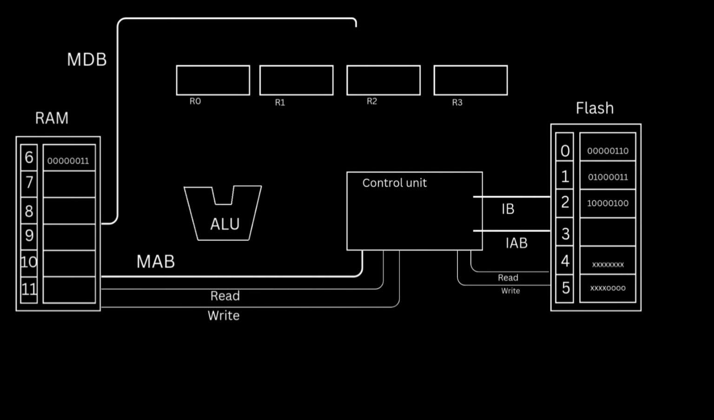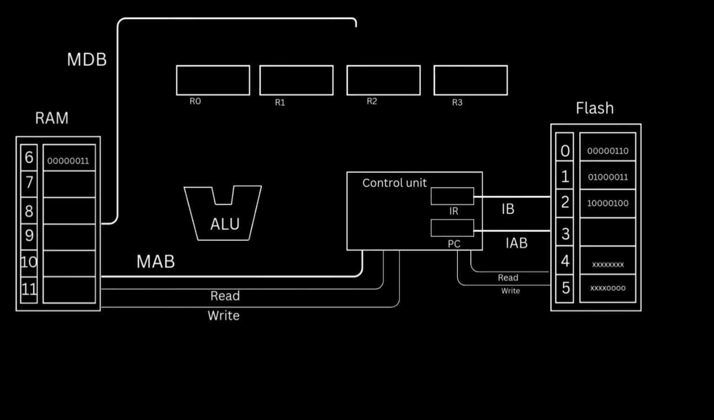Inside the control unit, there are two key registers: the program counter, which is connected to the instruction address bus, and the instruction register, which is connected to the instruction bus. The CPU executes every instruction in three main phases: the fetch phase, the decode phase, and the execute phase. Together, these three phases make up what we call the machine cycle. Let's go through them step by step.